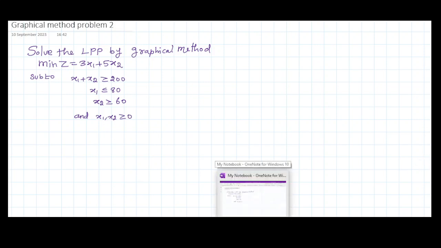Welcome to this lecture. In this lecture, we are going to solve the following problem. Minimize z, which is equal to 3x1 plus 5x2, subject to three constraints: x1 plus x2 greater than or equal to 200, x1 less than or equal to 80, x2 greater than or equal to 60.